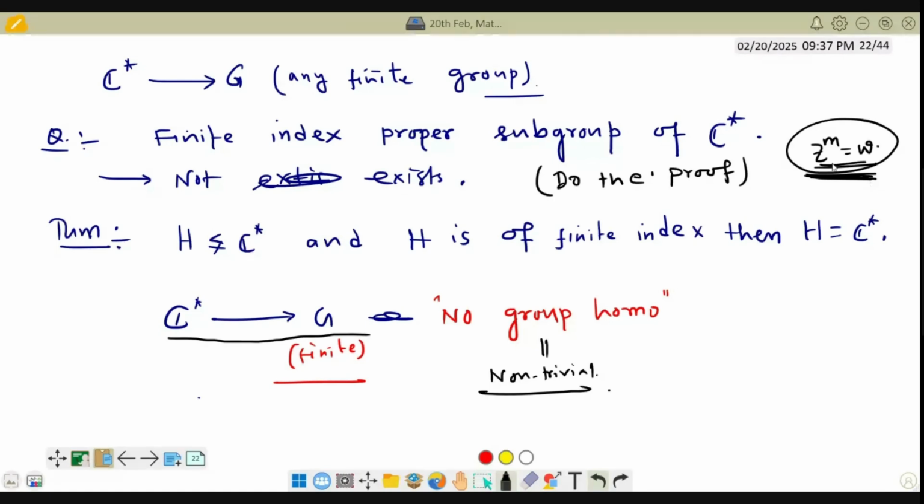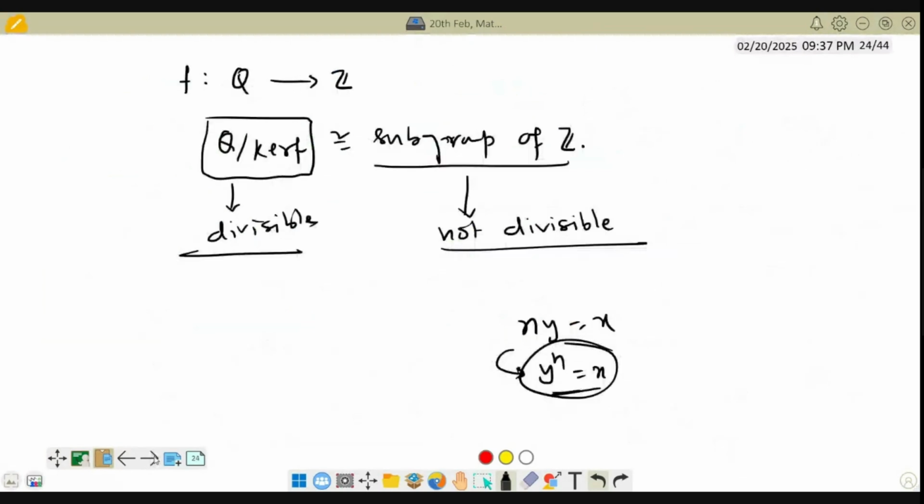Yeah, for Q star, that will be the same equation. Okay, good. So you are saying Q star can't be divisible. Yes. Even R star is divisible, and R plus also. R star, R plus, yes.